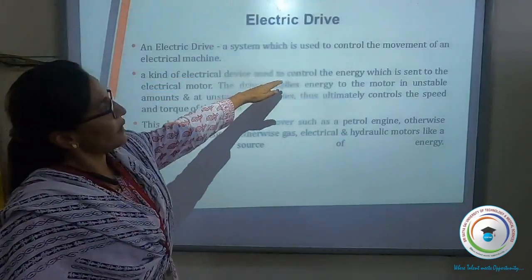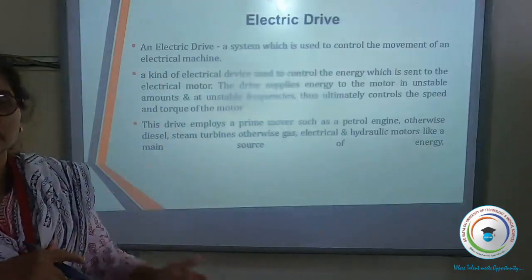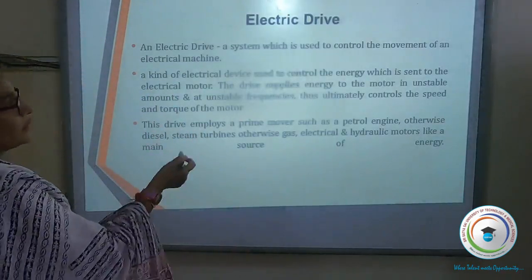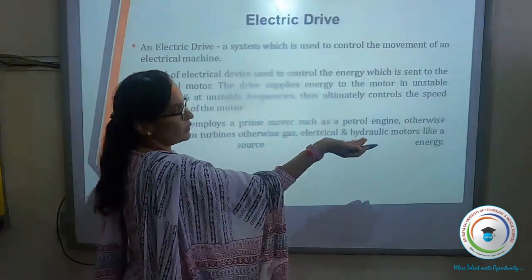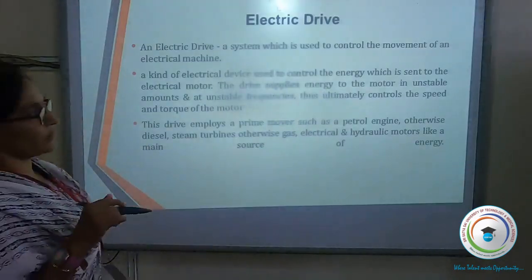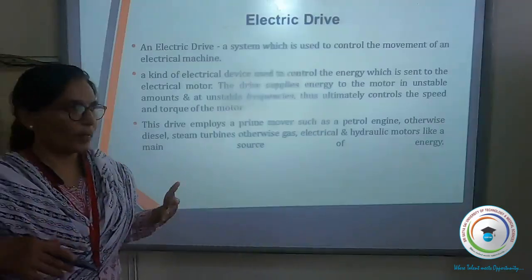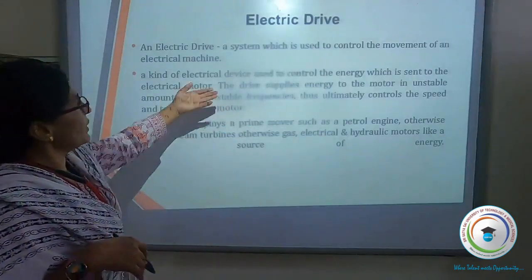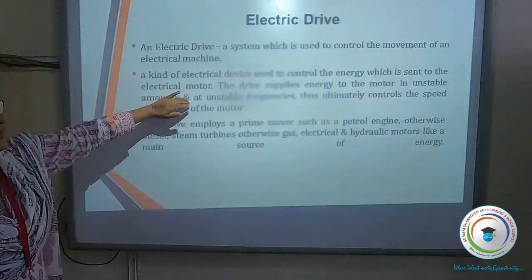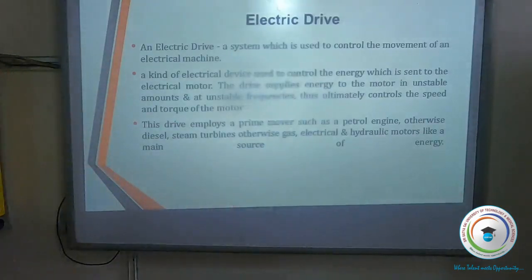A kind of electrical drive is used to control the energy which is sent to the electrical motor. The energy which we send to the electrical motor, we have to control. The drive supplies energy to the motor in variable amounts and at variable frequencies, thus ultimately controlling the speed and torque of the motor.